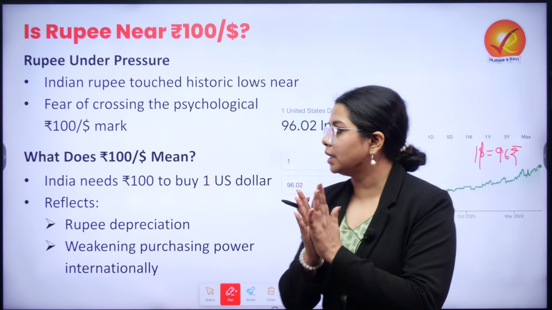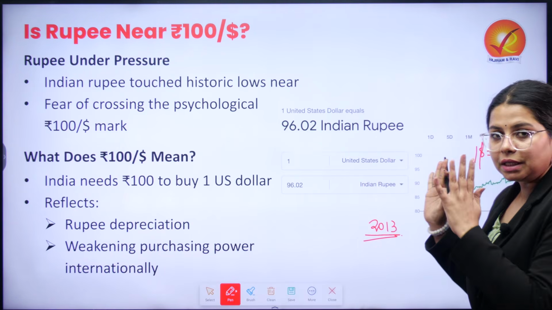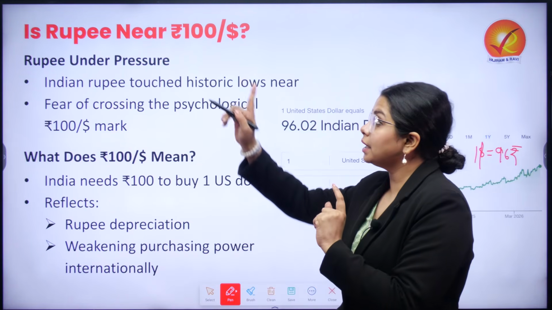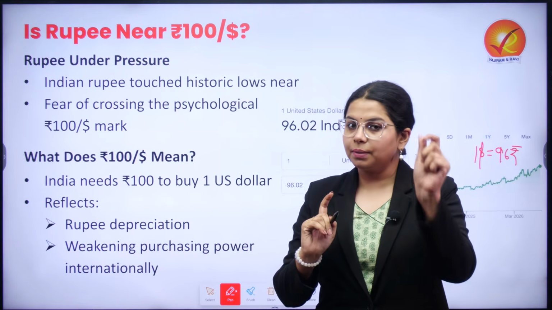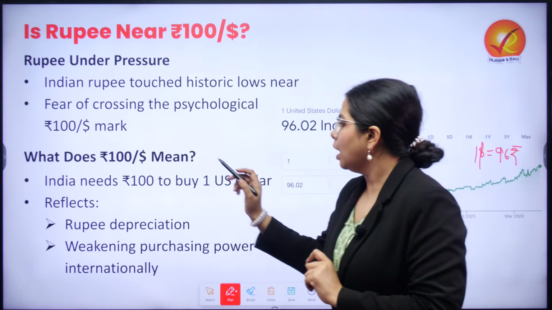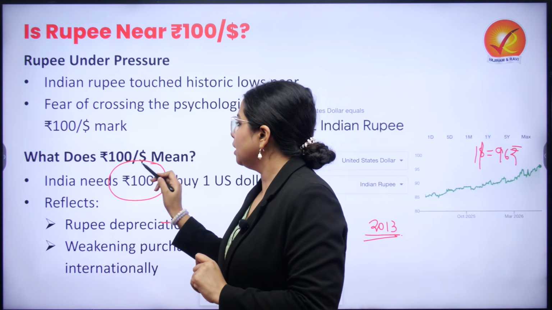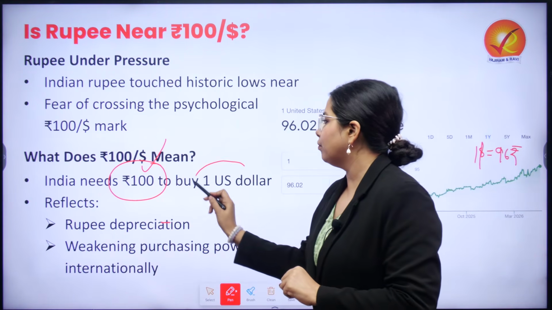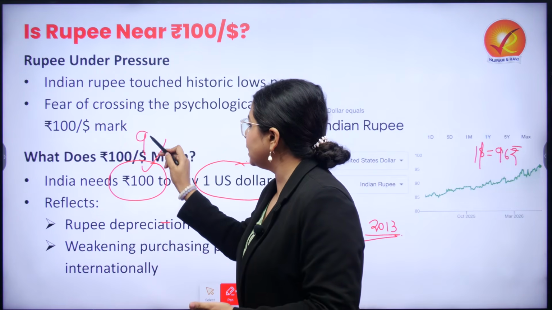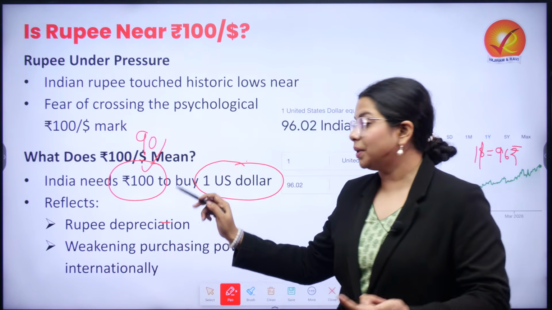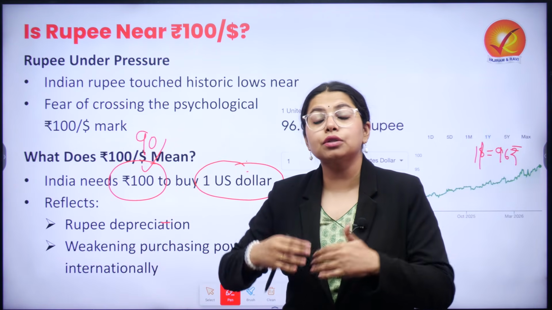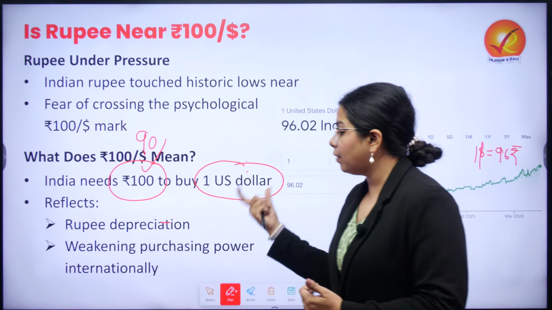Now, first of all, we need to understand what exactly it means and why it is a problem, because a lot of you might not understand why we are calling this a problem. So let us break that down. When we talk about $1 being equal to 100 rupees, it means you need a total of 100 rupees to buy $1 US. Previously, let's say when it was 90, you needed 90 rupees to buy $1. So it shows that the value of the rupee is decreasing because you need more and more rupees to buy $1.